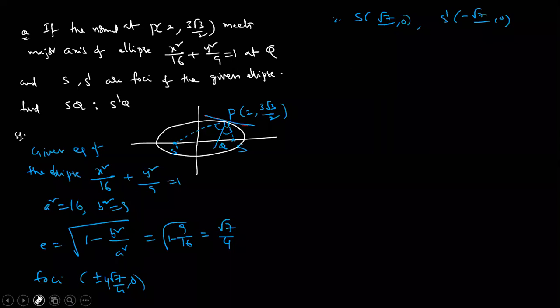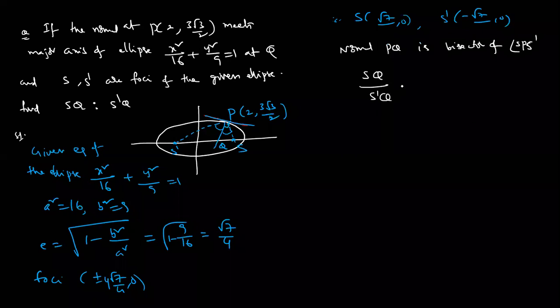Now the normal PQ is the bisector of angle SPS dash. That is the meaning, that means the angle between SP and S dash P is bisected. The further result is SQ by S dash Q equals SP by S dash P. That is very important.